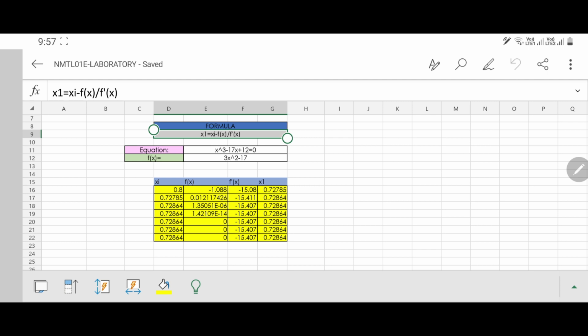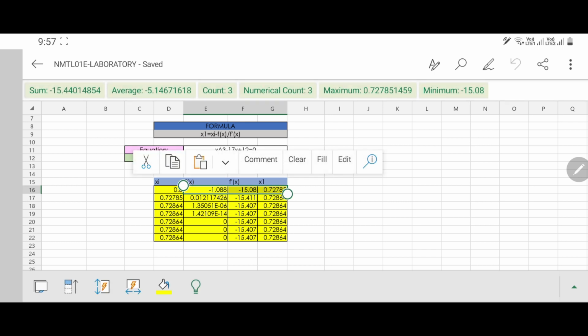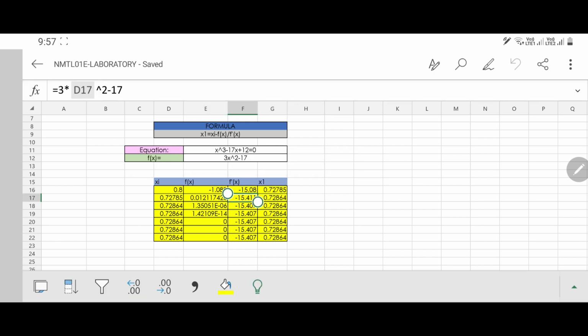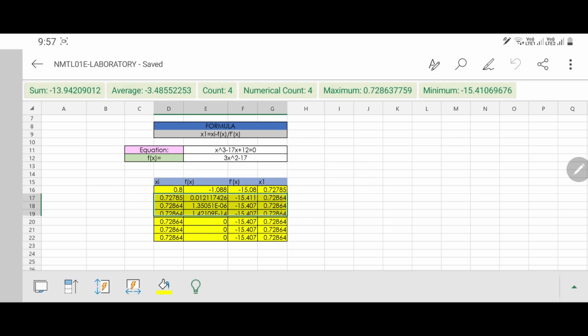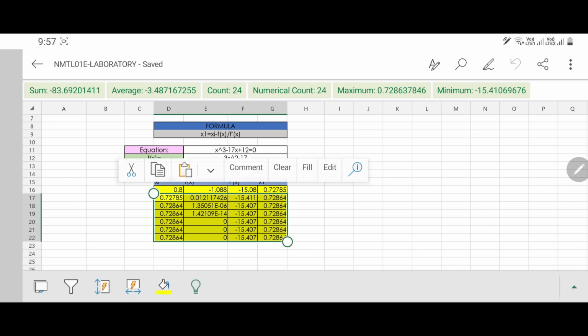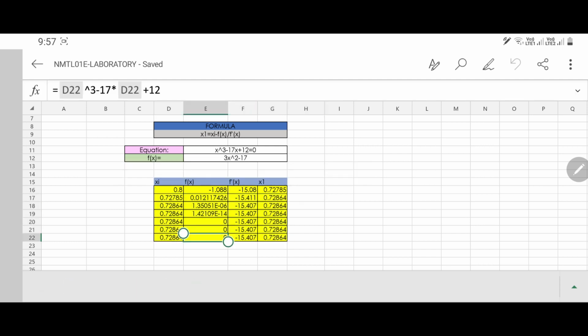So ito ang lumabas na value, and then copy para sa bagong value, and then copy ulit to para dito naman, and ayun, copy ulit to, yung diretso na hanggang baba para makuha yung iteration hanggang sa makuha natin na meron tayong 0. So dito pa lang meron na. So yan, tinuloy ko lang hanggang baba.